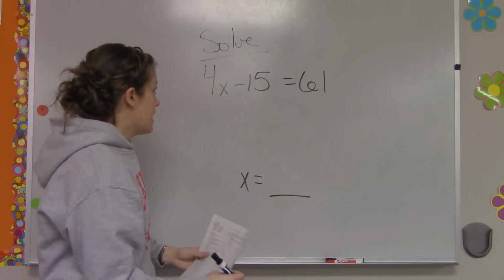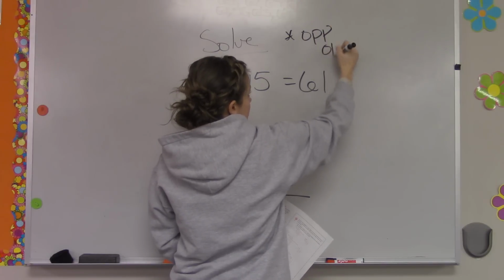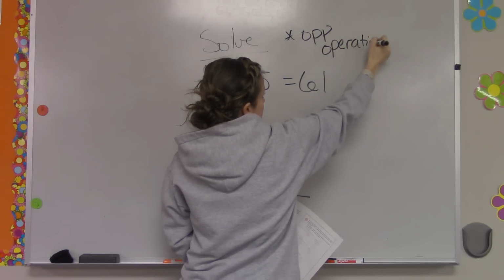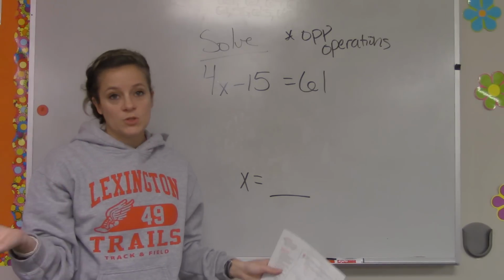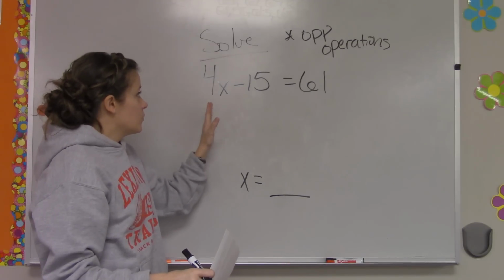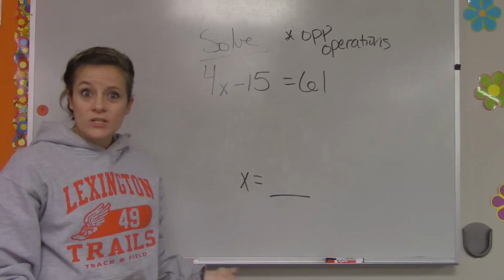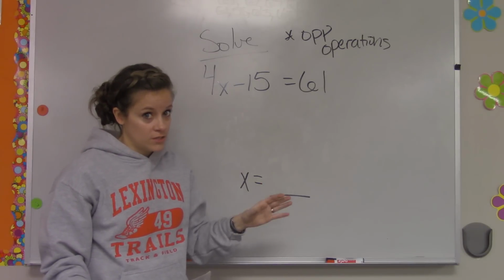And in order to do that, you always use opposite operations. So the opposite of adding is subtracting, the opposite of division is multiplication. Opposite operations. So you have to move the 4 and the 15, and the question is, well, which one do I move first? You always do the adding and subtracting first.